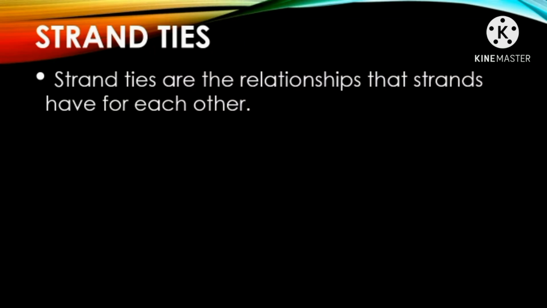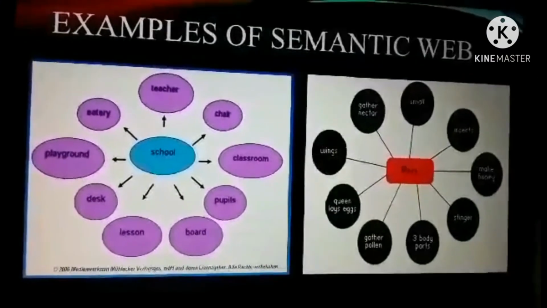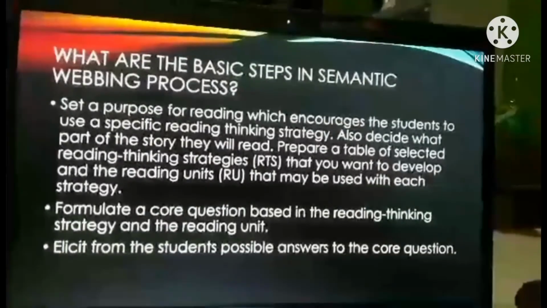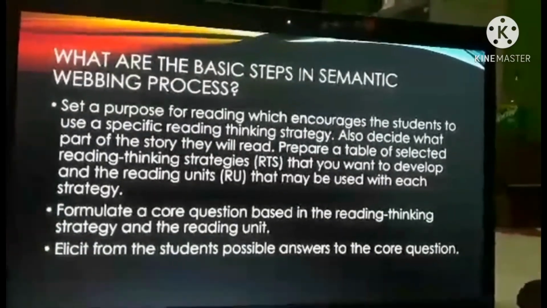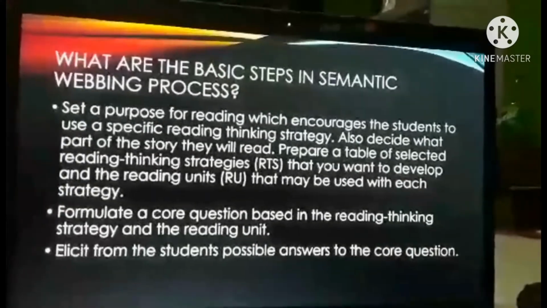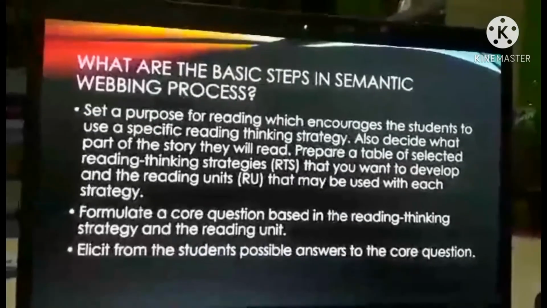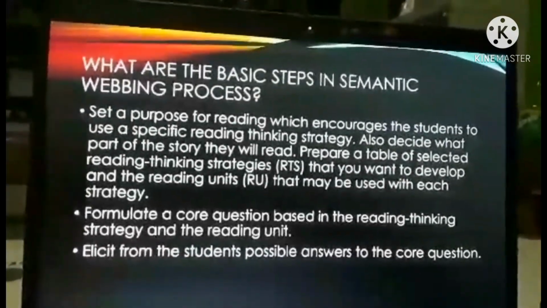So, in summary, a semantic web visually illustrates categories and relationships generated from a core question. Both teachers and students expand their roles in the lesson by extending and elaborating their own meaning. So these are the examples of semantic web. We are done with the basic components of semantic webbing method. So we're going to move to the basic steps in the semantic webbing process.